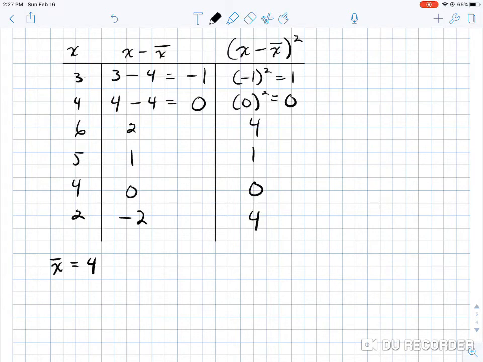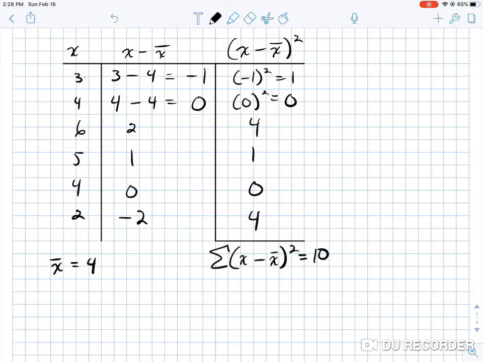So step 4 now is to add them. Add up my squared deviations. I have 1 plus 0 plus 4, so that's 5. And then, of course, I have another 5, so I should have 10. So that is my 10. If I add them all up, I should get 10, which I do.